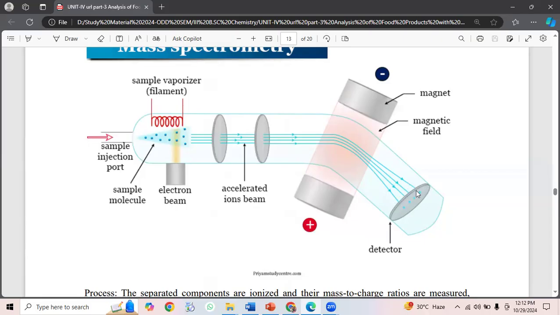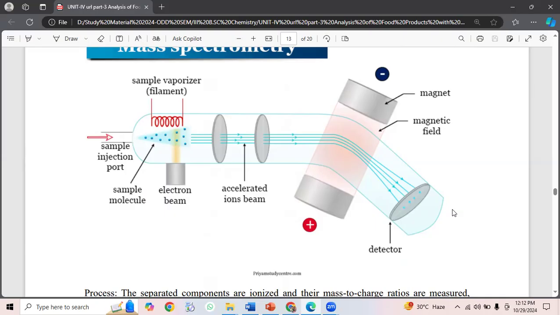As the ions exit the mass analyzer, they strike a detector, generating an electrical signal proportional to the ion abundance. This data is converted into the mass spectrum, showing the peaks that correspond to the different ions.